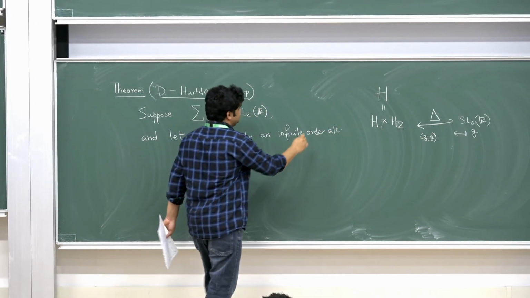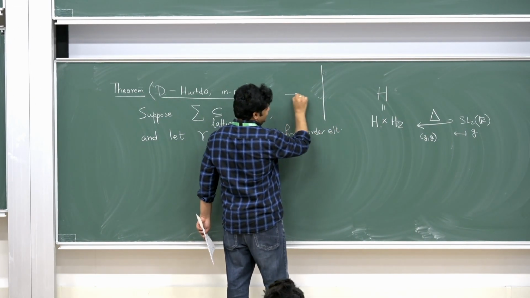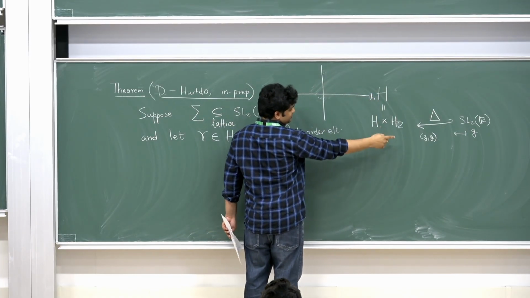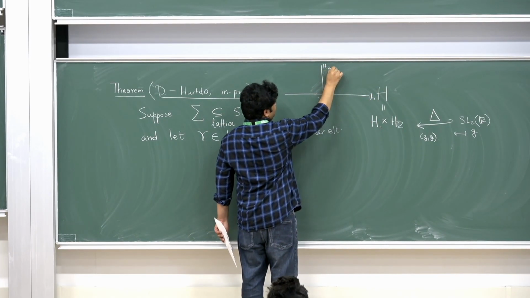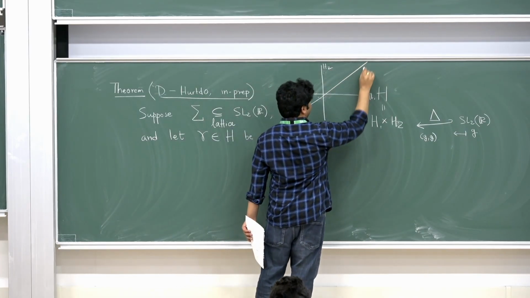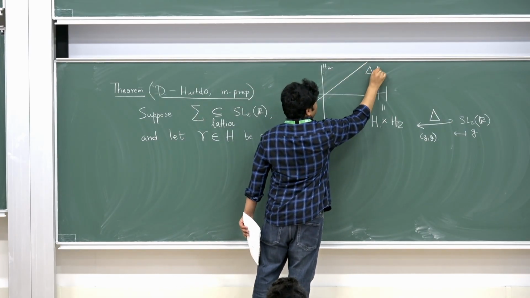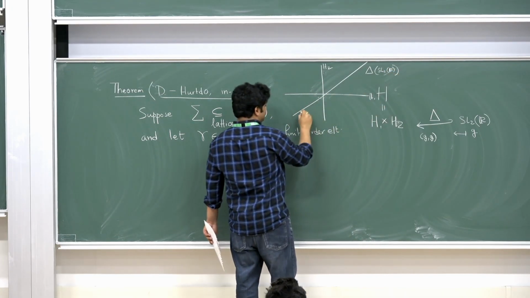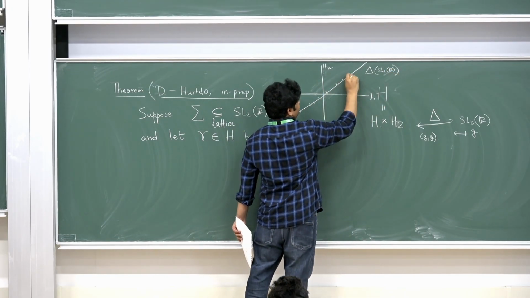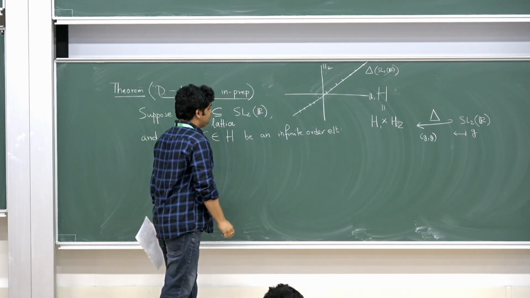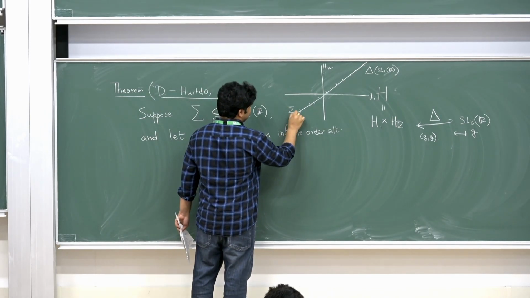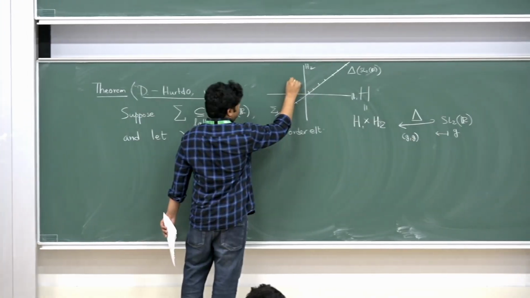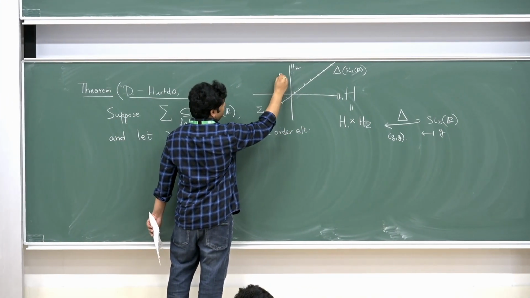Okay, so here's a kind of cartoon. H is a product of two factors, H1 and H2, both isomorphic to SL2R. And inside this group, we have this diagonal. And inside this diagonal, we pick a lattice. These are sigma. And then we are picking any element in H arbitrarily, which is of infinite order.